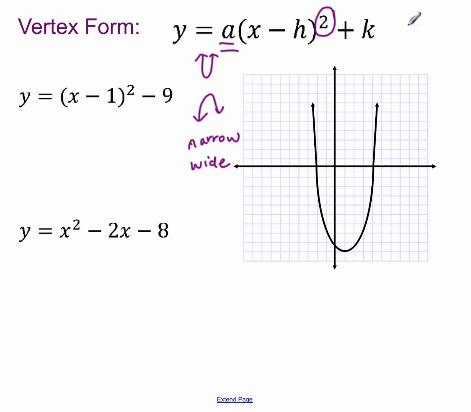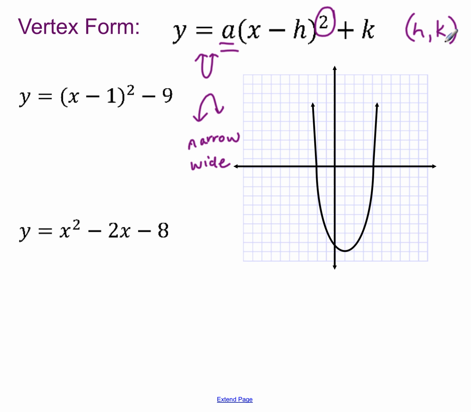The other thing is the HK. The HK gives me the vertex, which is a really important point on a parabola. It's the lowest point, or the highest point if it's an upside down parabola. So HK is a very important part, and it's kind of where the symmetry is created from.